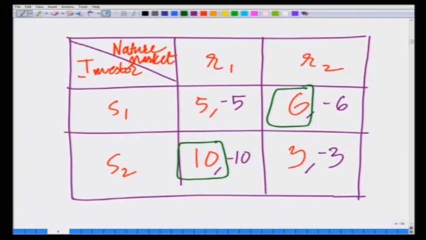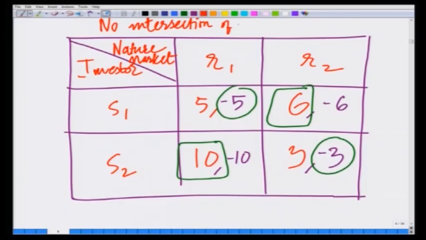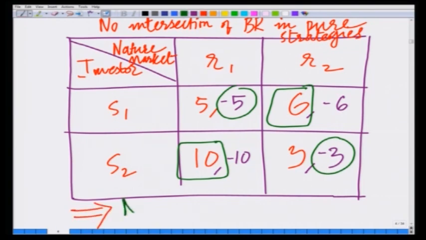And if the investor chooses to invest in stock 1, then the adversary can choose the past year because it gets -5, while if the investor chooses to invest in S2, then the stock market can choose R2, that is the year before the past year, so that it gets a rate of -3, and therefore, you can again see there is no intersection of best response in pure strategies, which implies no pure strategy.